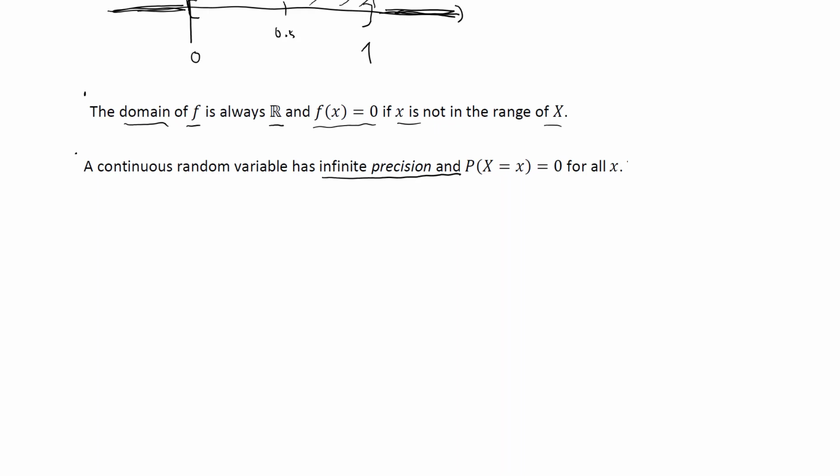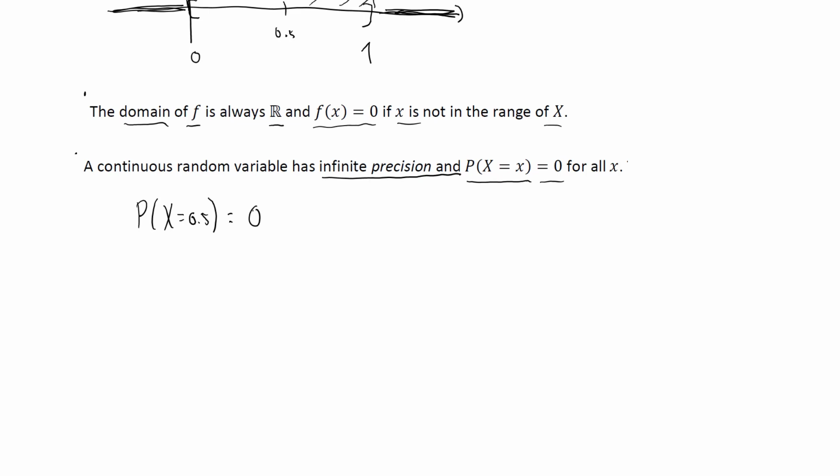Since continuous random variables have an infinite precision, the probability that X will take a particular value small x must be 0. When we say the probability that X is equal to 0.5, for example, we do not mean the probability that X is approximately 0.5. We mean the probability that X is 0.5 with an infinite number of zeros following that 0.5. So that needs to be equal to 0.